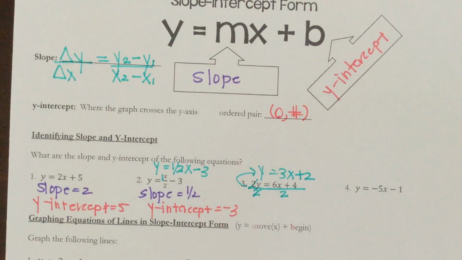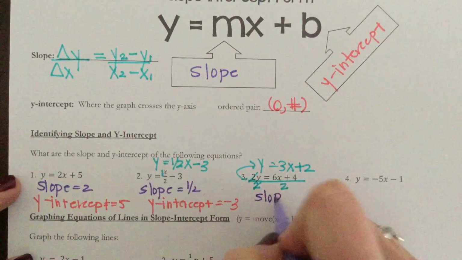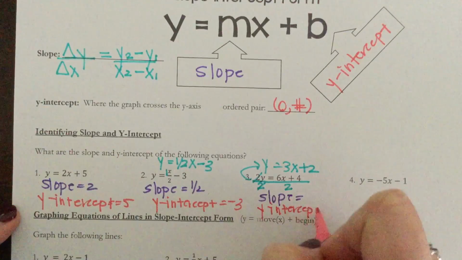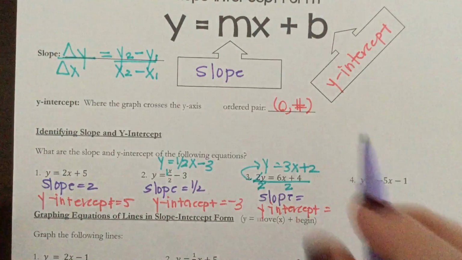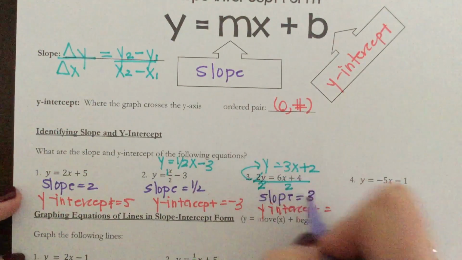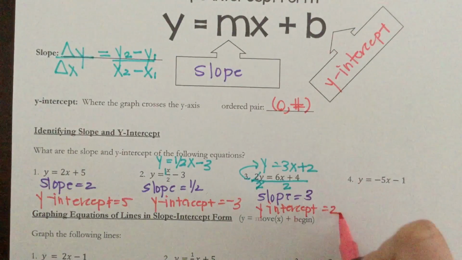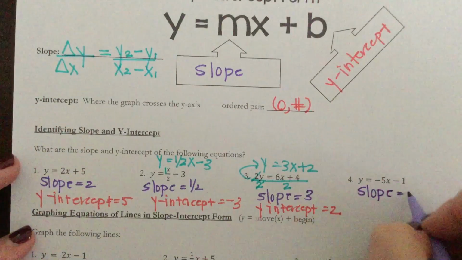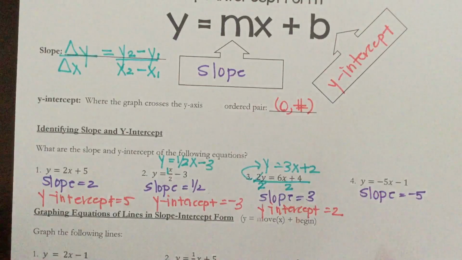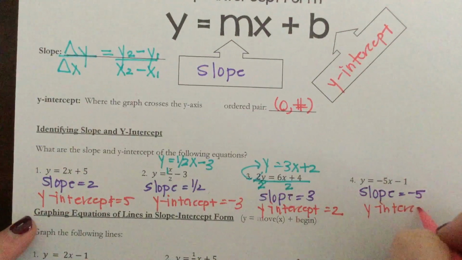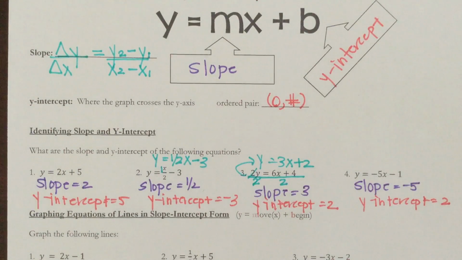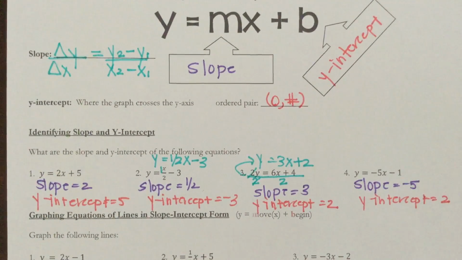Now that my equation is in slope-intercept form, please identify the slope and the y-intercept. Right, in this equation, your slope should have been the coefficient of x, which is 3, and your y-intercept should have been your constant, which is 2. Please pause the video and find the slope and y-intercept of number 4. Your slope should have been -5, and your y-intercept should have been 2.